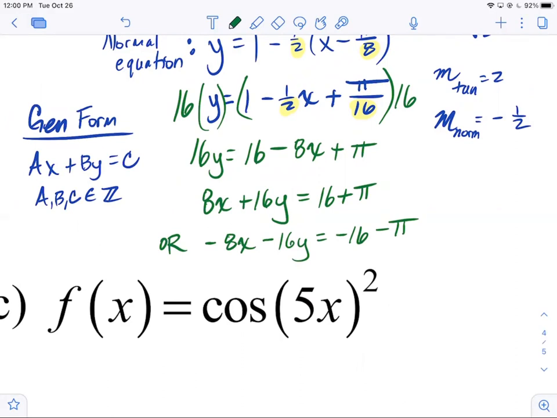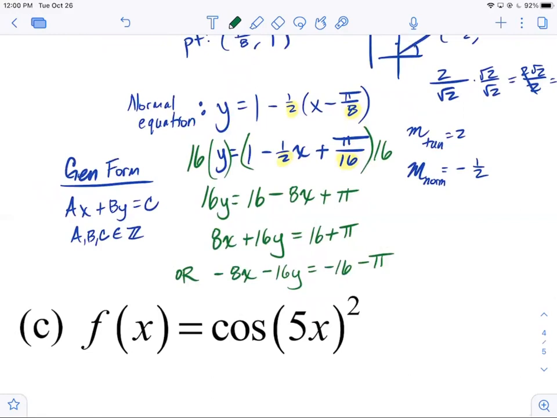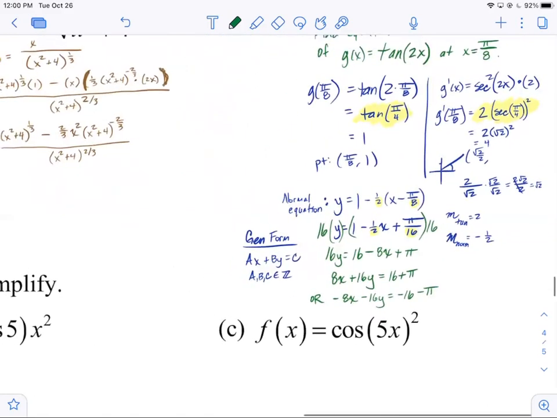Okay, so that's how you get it in a general form. Just get rid of your fractions, multiply both sides by the LCM. So it's kind of like the equation version of lick 'em over lick 'em. It's lick 'em on each side. All right, normal line. Cool.